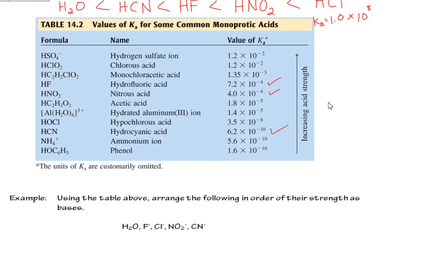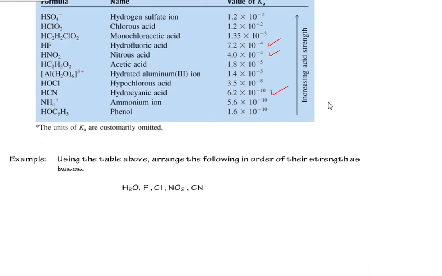And now they want us to arrange the following in order of their strength as bases. Okay, so we see water again, which we know can go both ways. It can either be acidic or basic. The rest of these are the conjugate bases. Okay, so let's look at this guy. This is the conjugate base of HF. If this guy is produced and we want to send it in reverse, then this fluorine ion needs to pick up hydrogen. If you're accepting hydrogen, you're acting like a base.